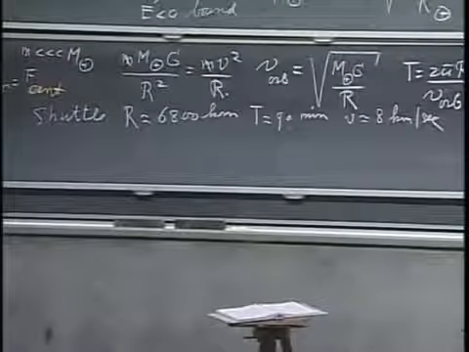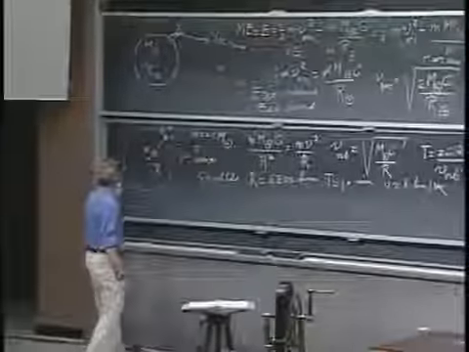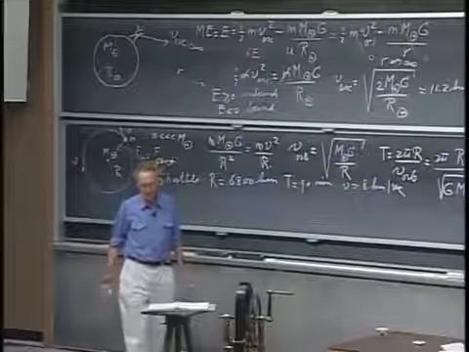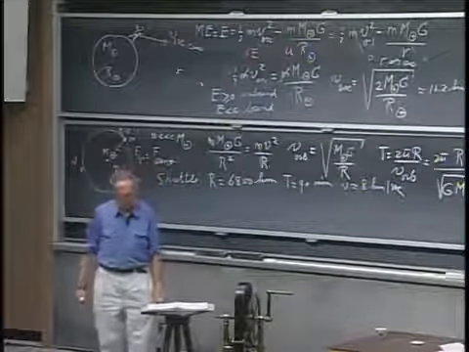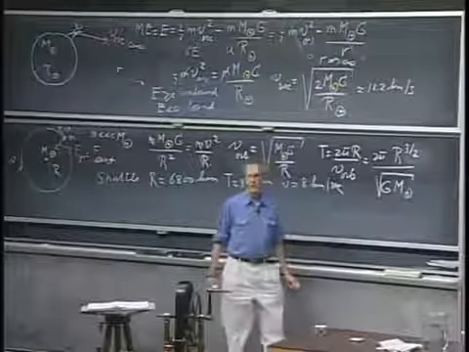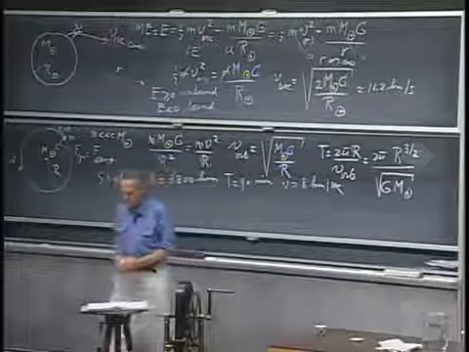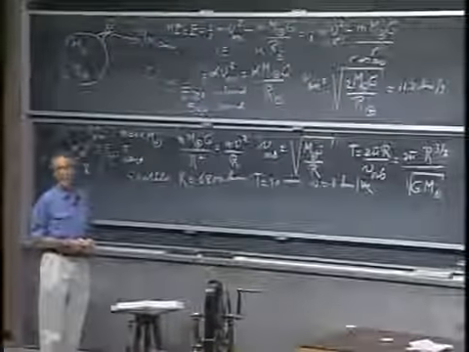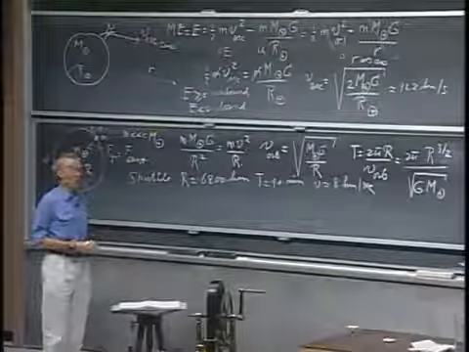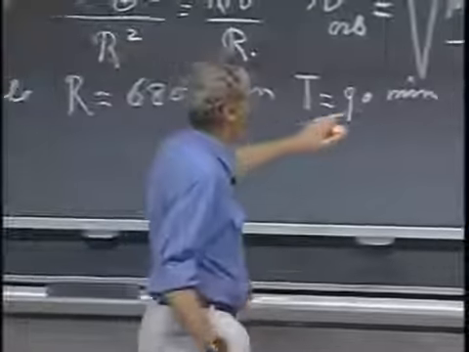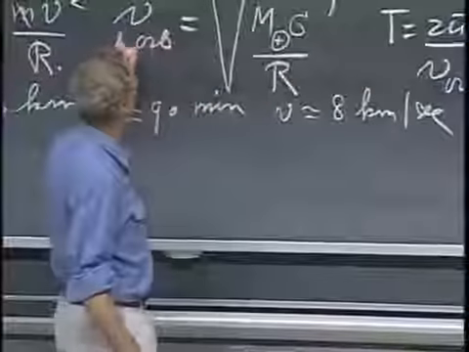The moon is much further away than the shuttle. If you take the distance to the moon, which is some 385,000 kilometers, and substitute that in this equation, you will find that the period for the moon to go around the Earth is about 27.5 days. And its speed is only 1 kilometer per second. It's much further out, so r is much larger, and so you see the speed will be much lower.